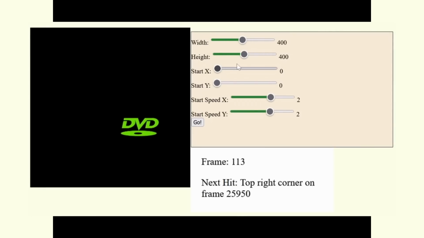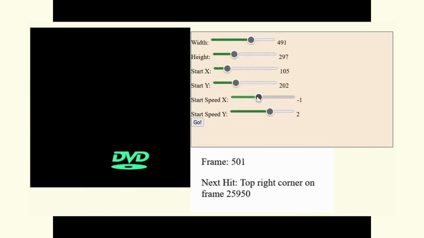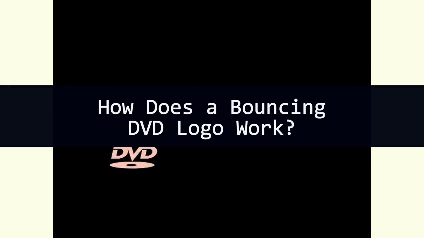Given any setup of a DVD logo, it'll tell you exactly when it will hit a corner and which corner it will hit. But in order to predict when our logo will hit the corner, we first need to understand exactly how a bouncing DVD logo works. To do this, we'll build a logo from scratch.